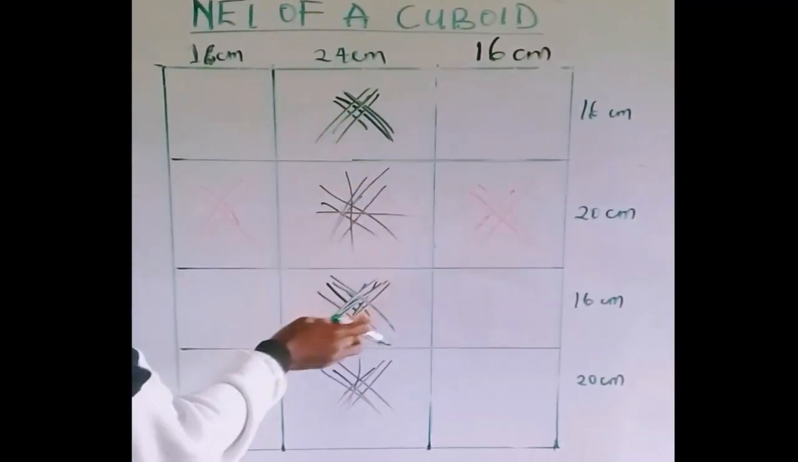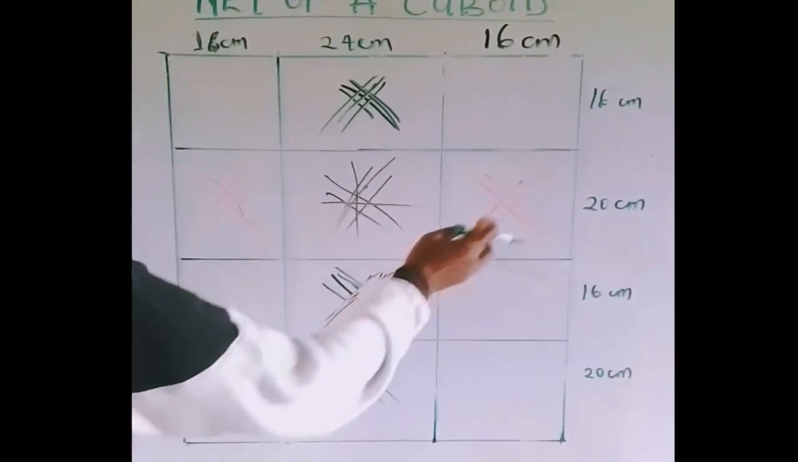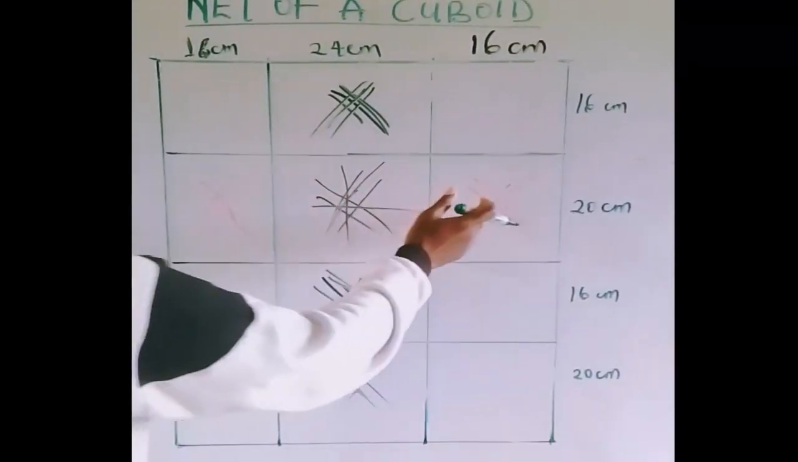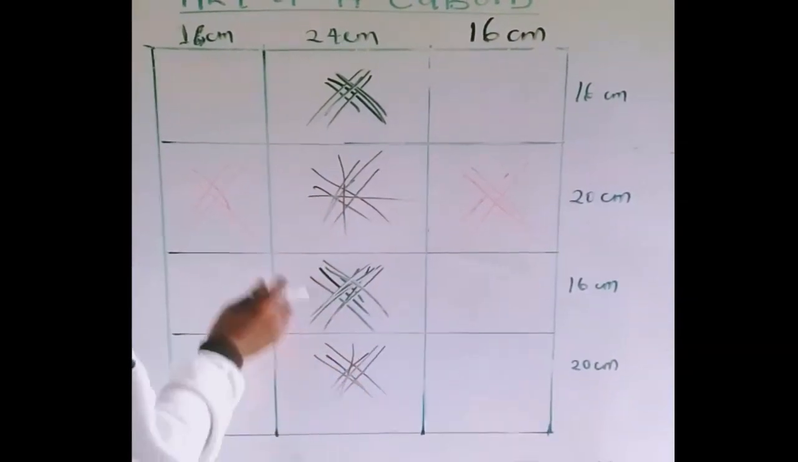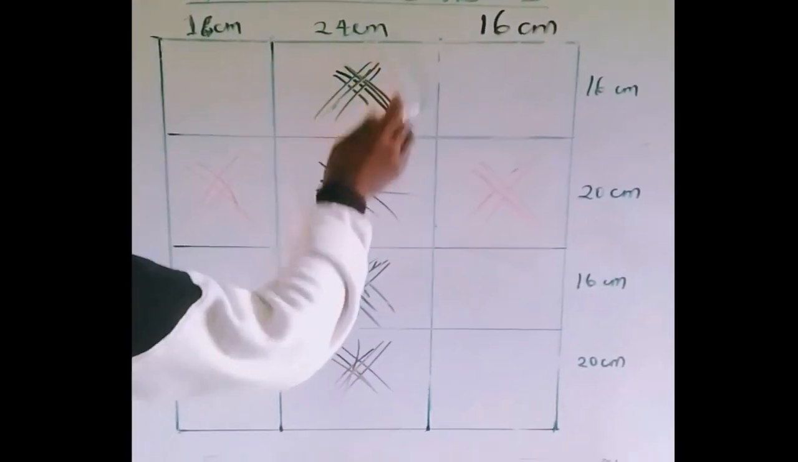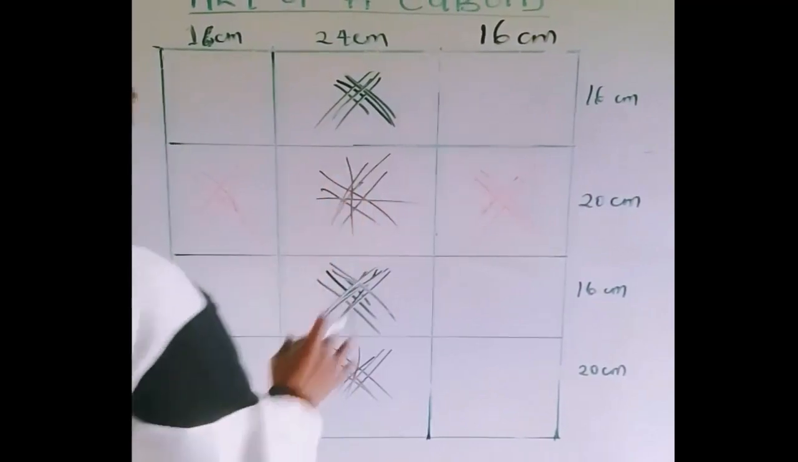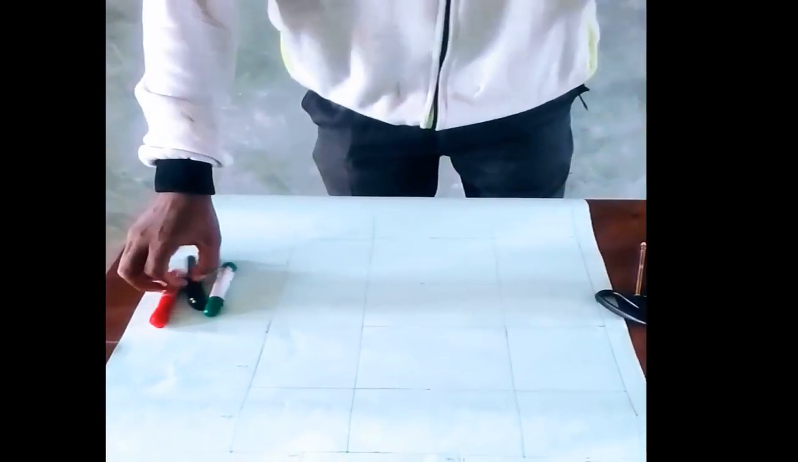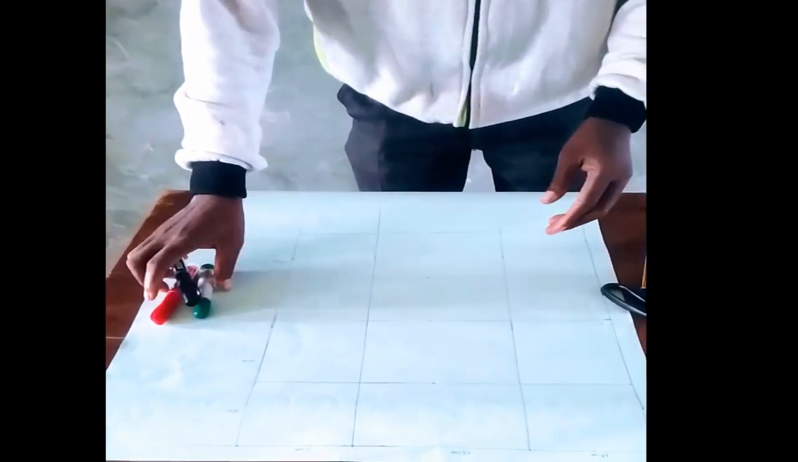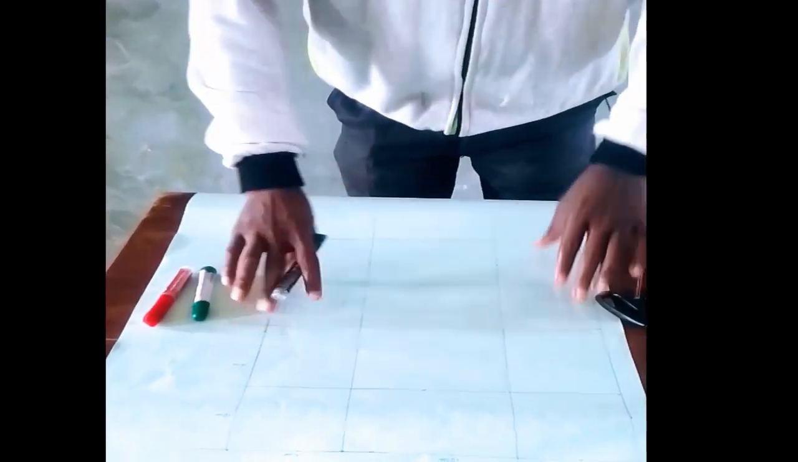That will form the top and the bottom of the cuboid. The one with red is going to form the side, and the one with black is going to form the second side. That is the length, the breadth, and the height. So now let's see how it's going to look. Welcome. Now let's see what I showed you on the board, how it's going to look on the cardboard. But don't forget, we are constructing a cuboid.